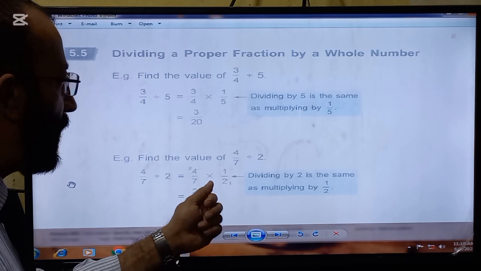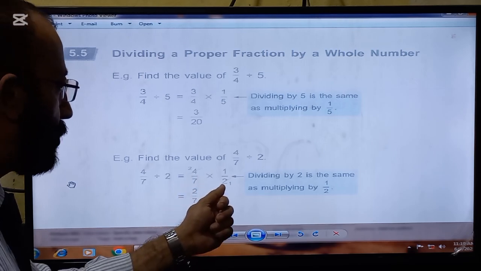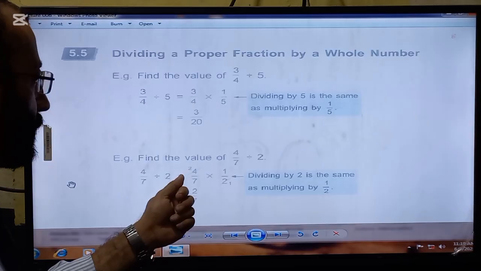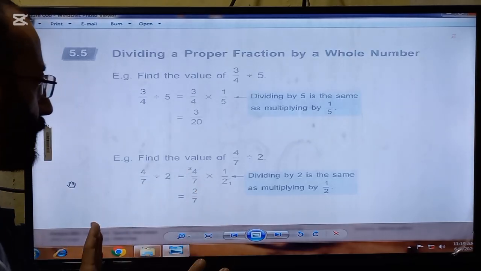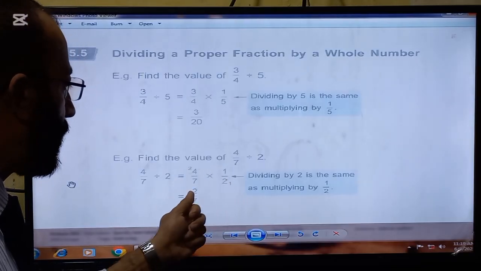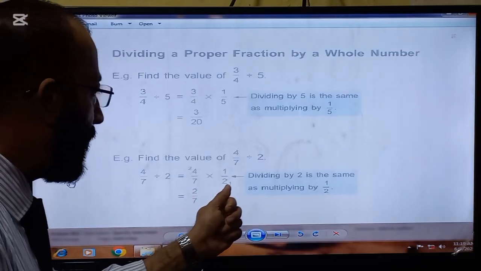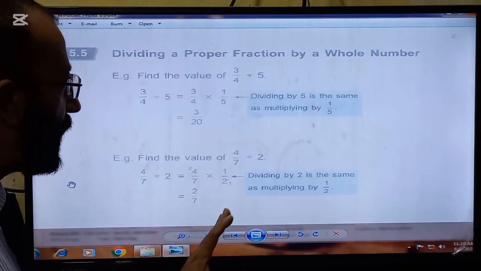Now at this stage we will cancel the values as much as possible. So look now, 2 ones are 2 and 2 twos are 4. So this is the maximum cancellation that can be done. So now multiply the numerator with the numerator, that is 2 ones are 2, and the denominator by the denominator. So 7 ones are 7. So this is the answer.